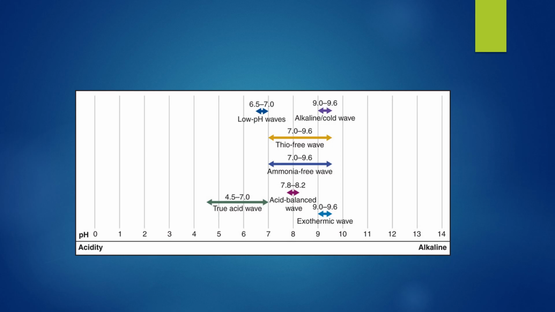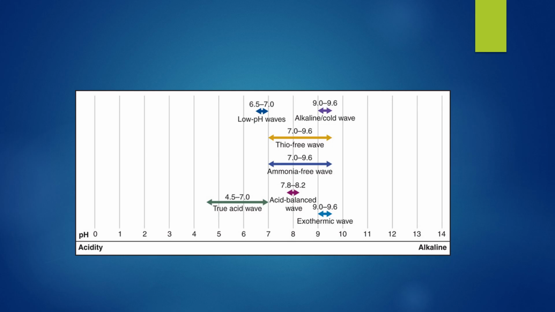A variety of permanent waves are available today. This chart depicts how perms can vary from being acid-balanced to highly alkaline, depending on the type and formulation. Alkaline waves were first developed in 1941 using ammonium thioglycolate, ATG. They became known as cold waves since they process at room temperature without adding heat. They usually have a pH between 9 and 9.6.